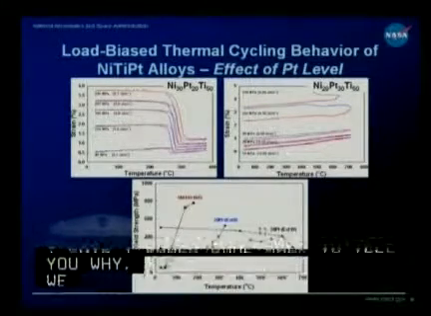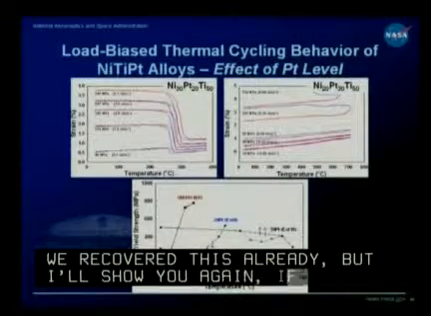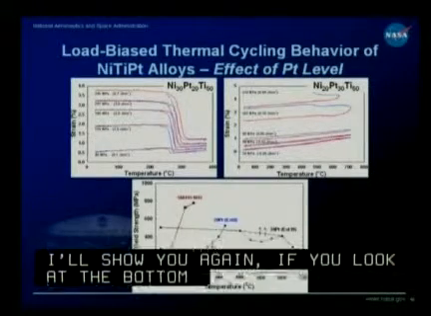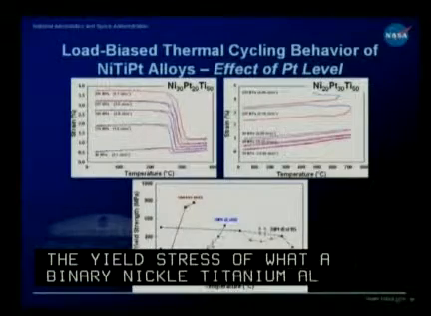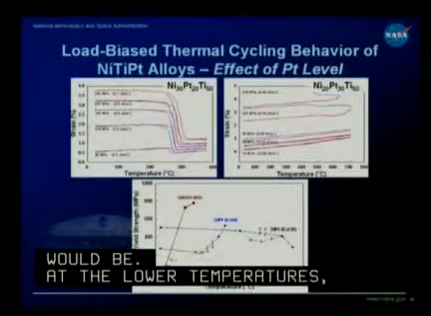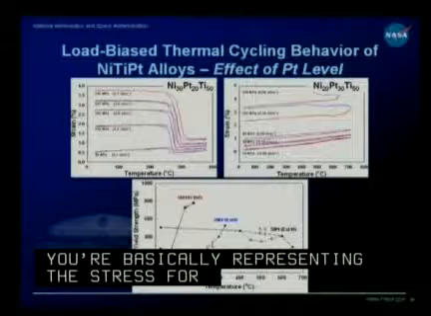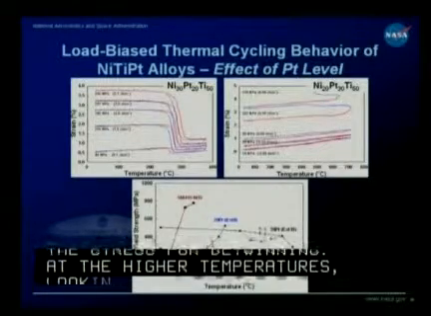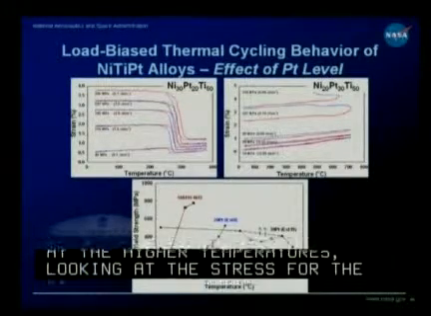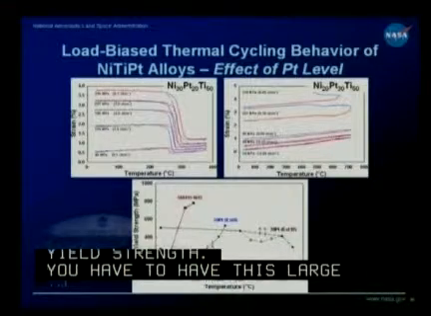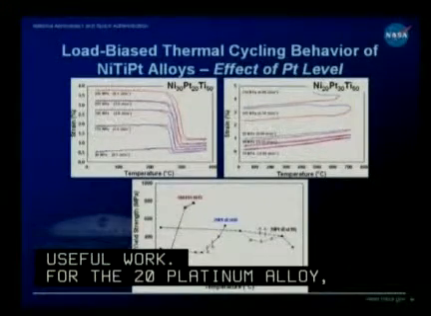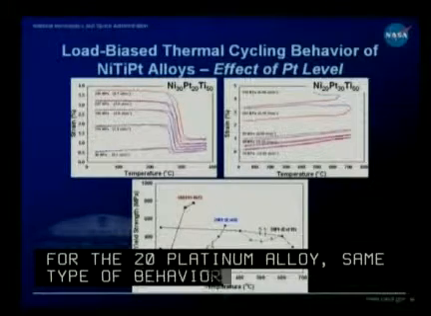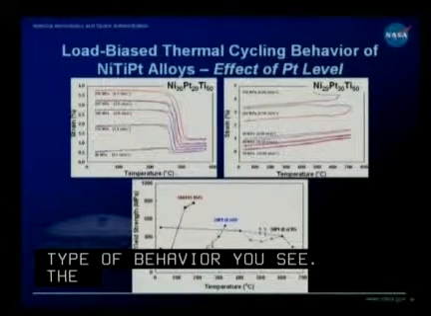If you look at the bottom graph, it's basically the yield stress of what a binary nickel titanium alloy would be. At the lower temperatures, you're basically representing the stress for detwinning. At the higher temperatures, you're looking at the stress for the austenite yield strength. You have to have this large increase in between to get useful work. For the 20 platinum alloy, that's the same type of characteristic behavior you see, though the detwinning stresses are much higher than what you get in binary nickel titanium.